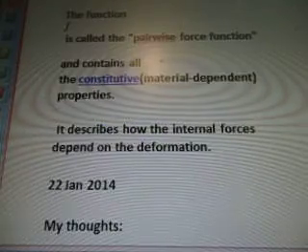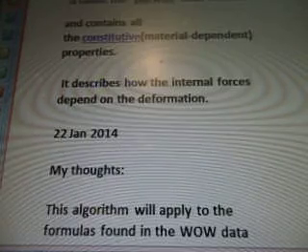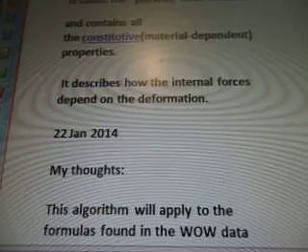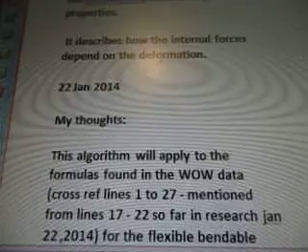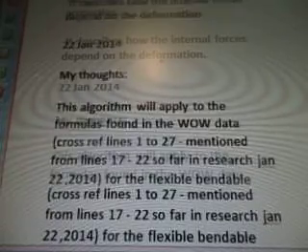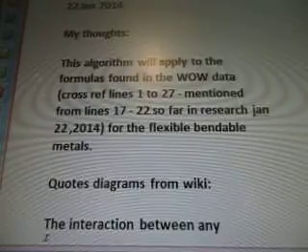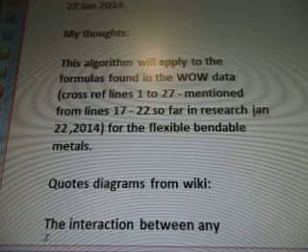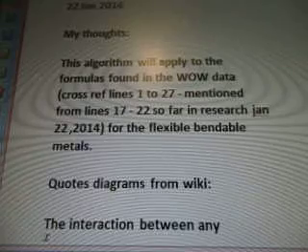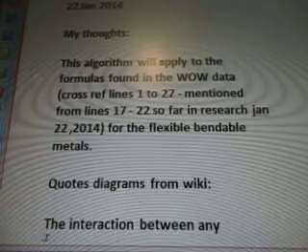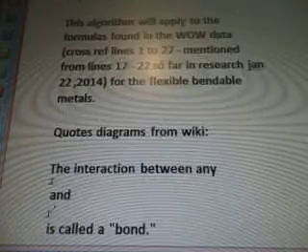It contains all the constitutive material dependent properties. It describes how the internal forces depend on the deformation. So, January 22nd, 2014, my thoughts. This algorithm will apply to the formulas found in the Wow data, cross-reference lines 1 to 27, mentioned from lines 17 to 22 so far, and research January 22nd, 2014 for the flexible bendable metals.